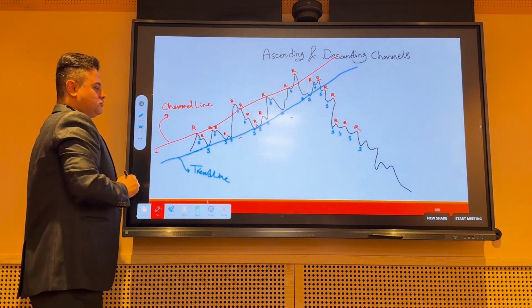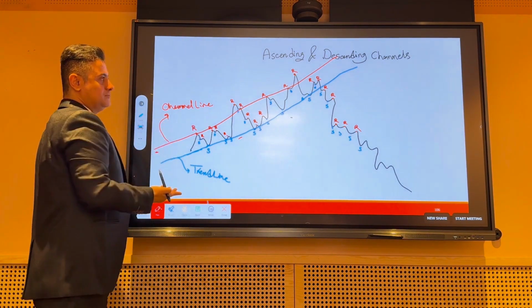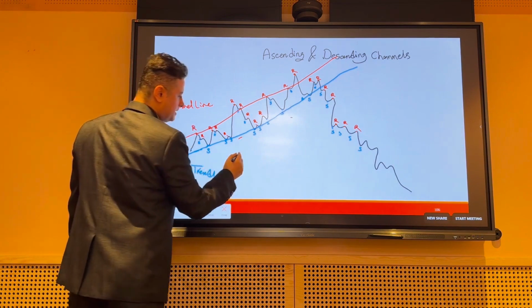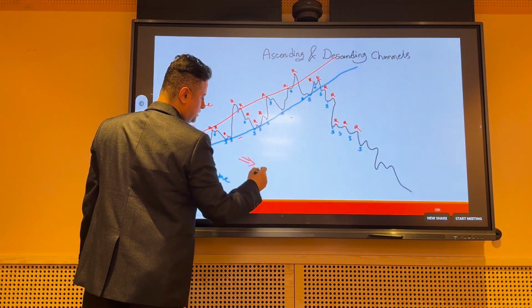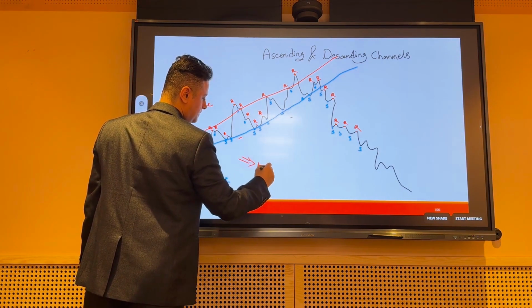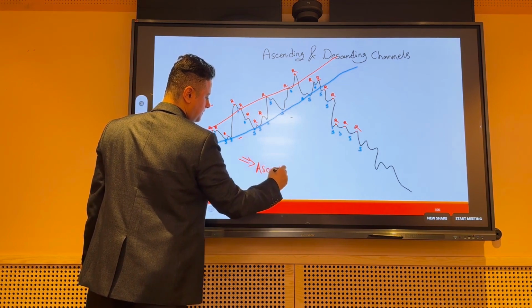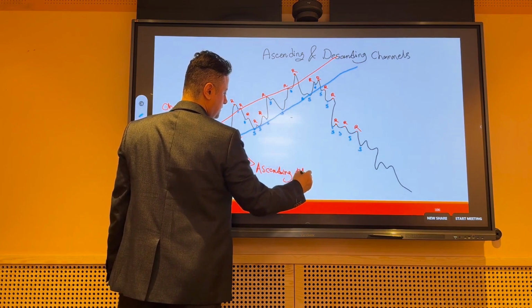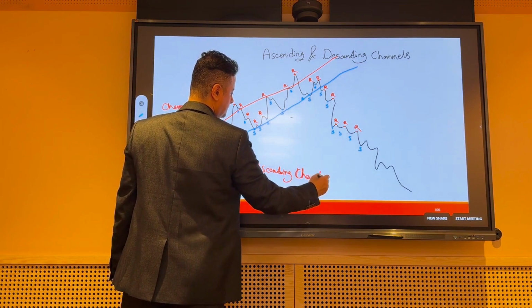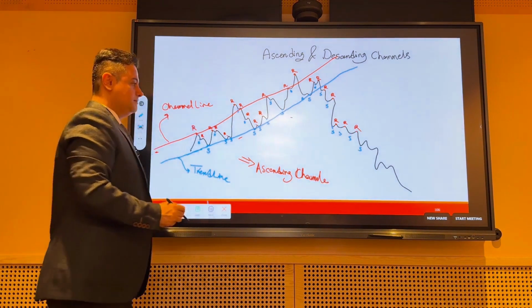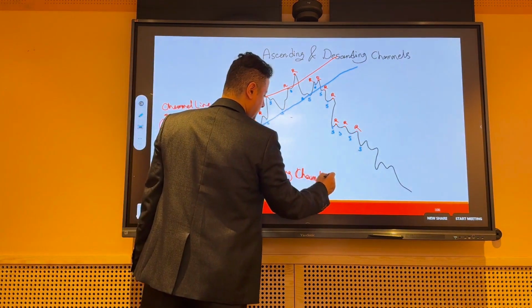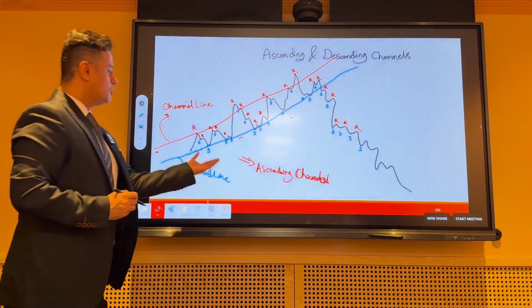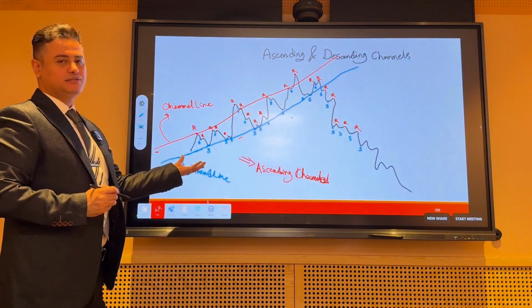When you draw the trend line and the channel line, what have you drawn? You have drawn an ascending channel. The ascending channel line is drawn in this way.